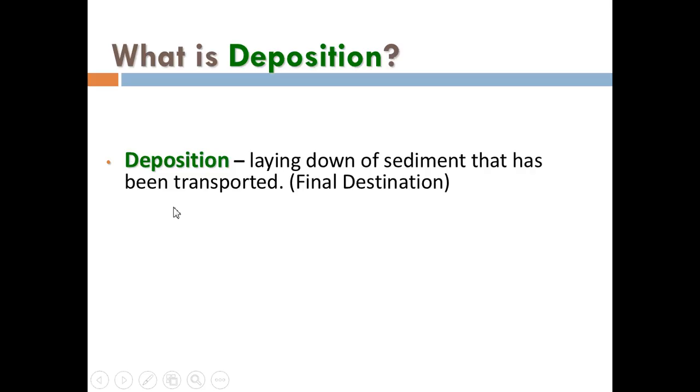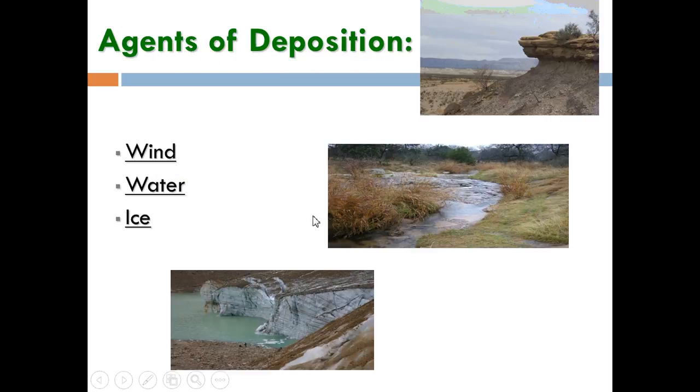Now, what is deposition? Deposition is the final destination, the process of laying down sediment that has been transported. Some agents of deposition are the following. You have wind, water, and ice, similar to what we have for erosion.